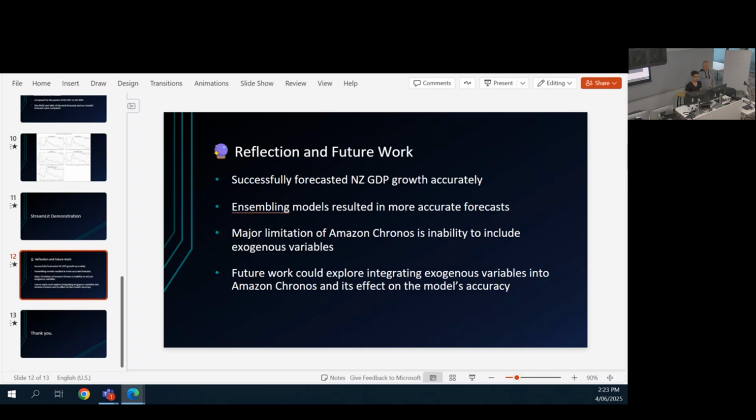One major limitation with the pre-trained LLM time series forecasting model, which is Amazon Chronos that we used, was this inability to include exogenous variables. Now, we use the non-subscription-based version. The subscription-based version is the only one that allows you to put exogenous variables. So that was a major limitation of the model we used in the project. So future work could explore integrating exogenous variables into the pre-trained LLM model and assessing its effects on the model's accuracy.